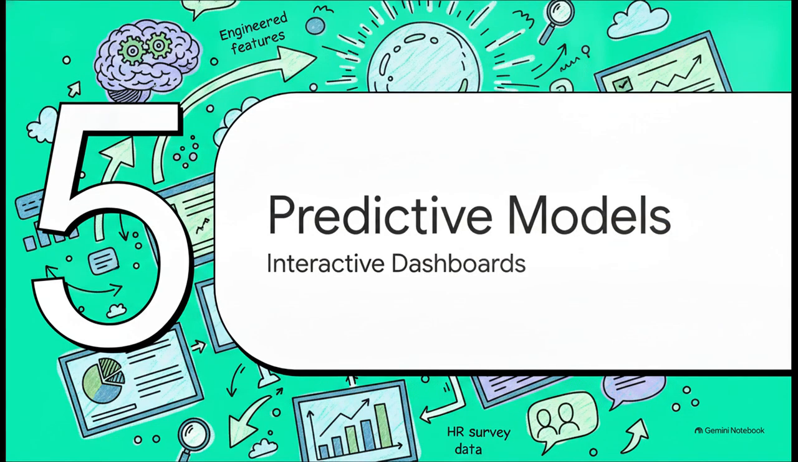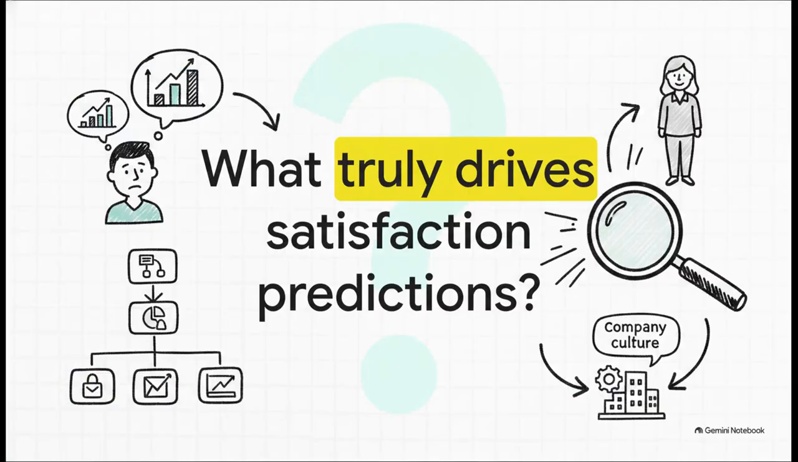And finally, Section 5, Predictive Models and Dashboards. We've reached the climax of our data's journey, where we finally feed our engineered features into a predictive model. Look, it's pretty easy to just train a random forest classifier, but the most valuable output for HR isn't just the prediction itself. It's answering this pivotal question. Predicting that an employee has low satisfaction is helpful, sure, but understanding why they feel that way is what actually empowers leadership to fix the company culture.